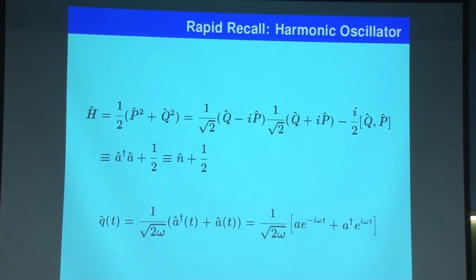Now, you solve the Heisenberg equations of motion, you will find that a dagger and a evolve as e to the plus i omega t and e to the minus i omega t, with the 1 over root 2 omega in front. This a stands for a at t equal to 0, and this stands for a dagger at t equal to 0. Okay. So this is textbook, in fact NRQM textbook. So this is what the evolution says.